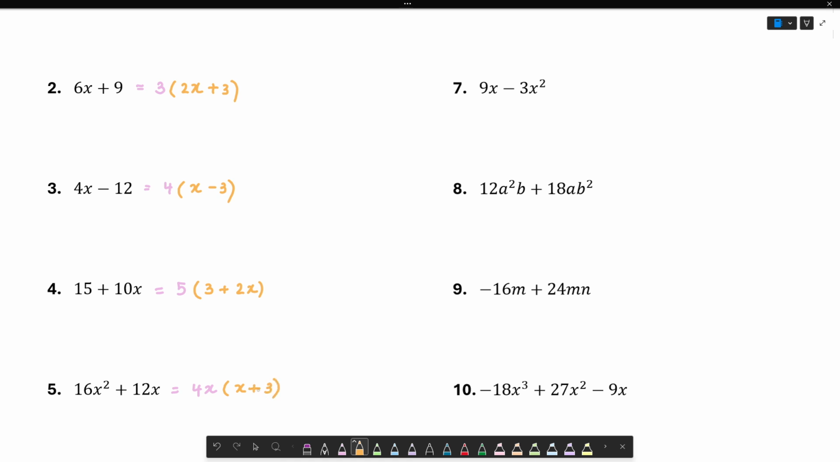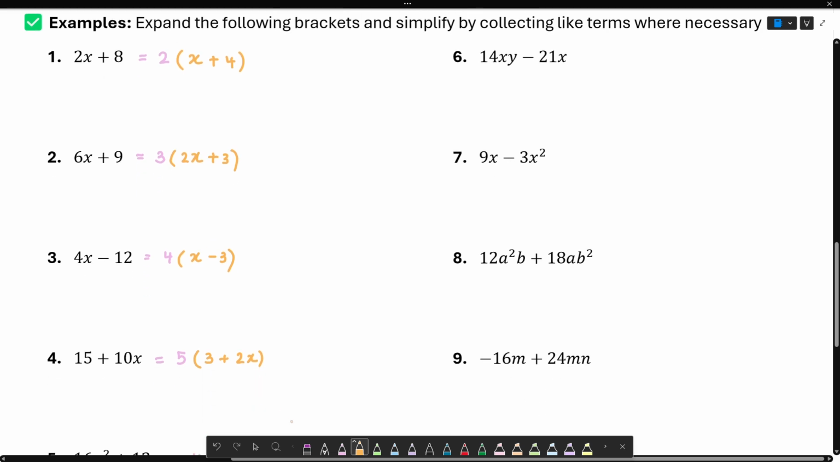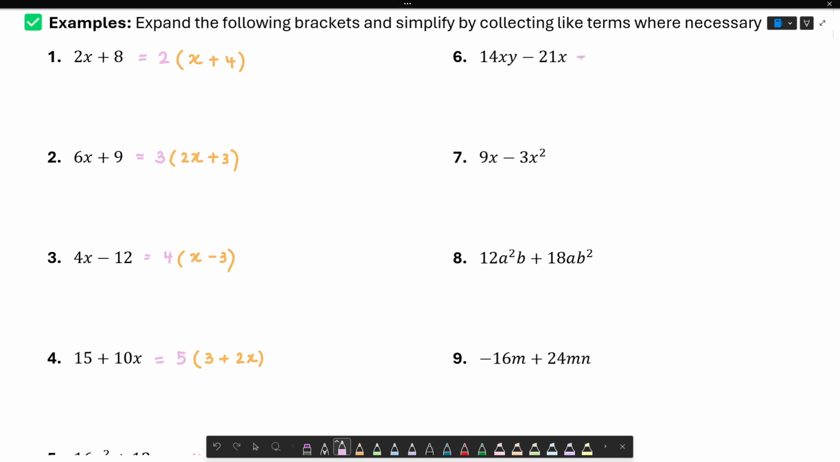There you go. Okay. For question number 6, I need to find the highest common factor of the numbers, and I can see that both these numbers belong in the 7 times tables. So I'm going to put a 7 out, but I'm also going to put an x because that is the pronumeral that is common in both terms. Now that I've taken out my 7x, I would have a 2 and a y left over when I divide my 14x by this 7x. And I will also have a 3 left over.